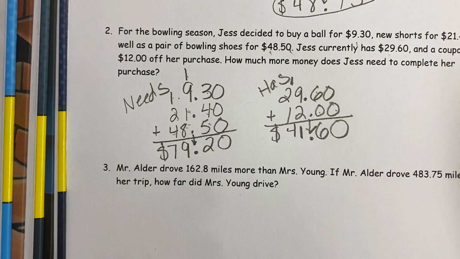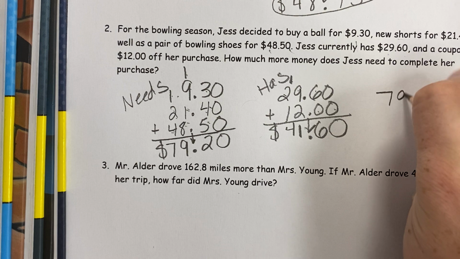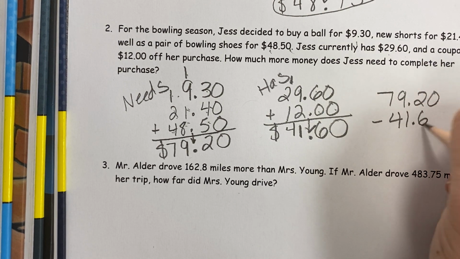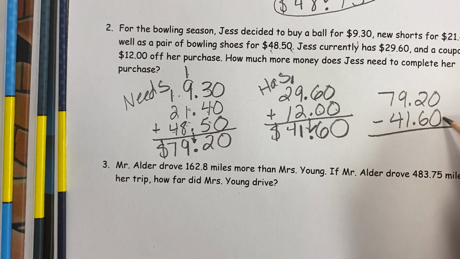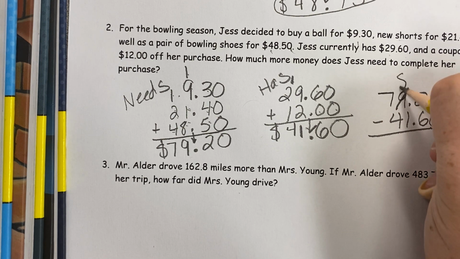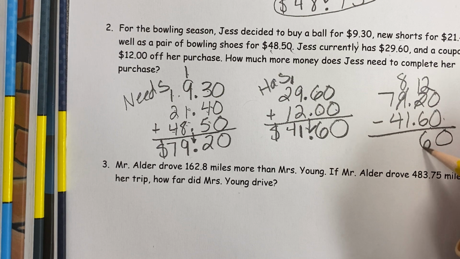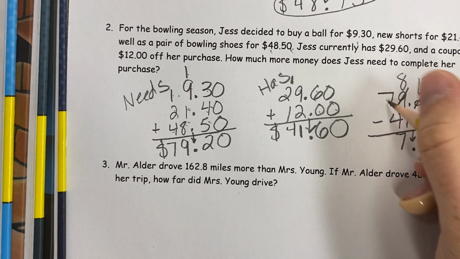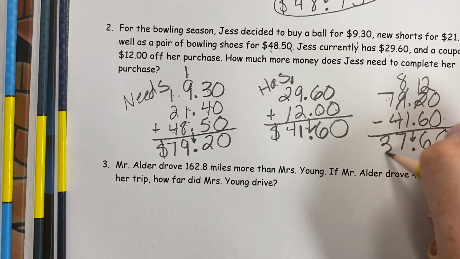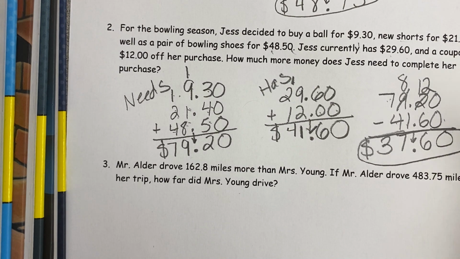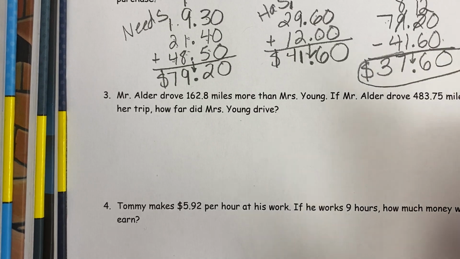Lastly, to figure out how much money she still needs, I need to subtract my $79.20 minus my $41.60. Now, 0 minus 0 is 0. I can't do 2 minus 6. So I need to borrow from the 9 and make it an 8. And then make this 12. 12 minus 6 is 6. Bring down my decimal. 8 minus 1 is 7. And 7 minus 4 is 3. So that means she needs to raise still $37.60.